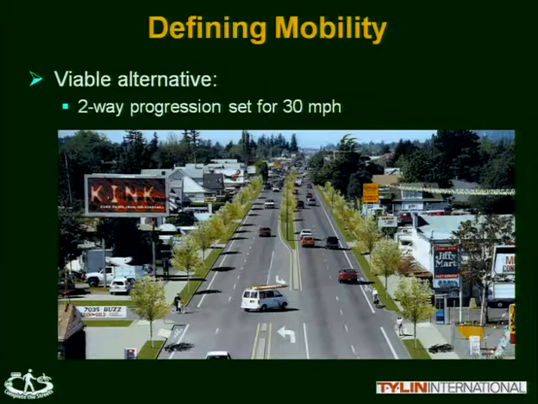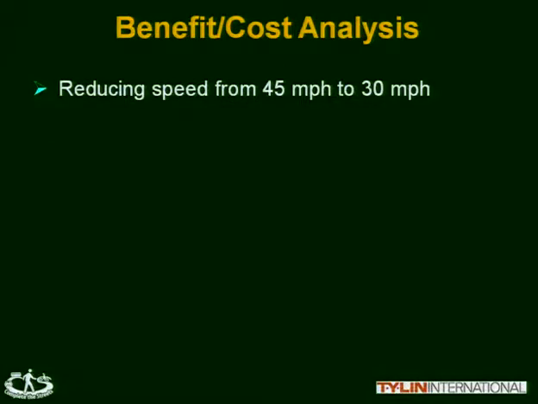You can do that here in downtown Portland. It can be done. It can be done in the suburbs. It can be done throughout the areas. The best way of controlling speeds is to use your signal timing. There are other things you can do.